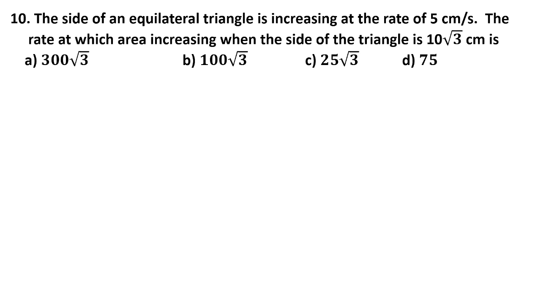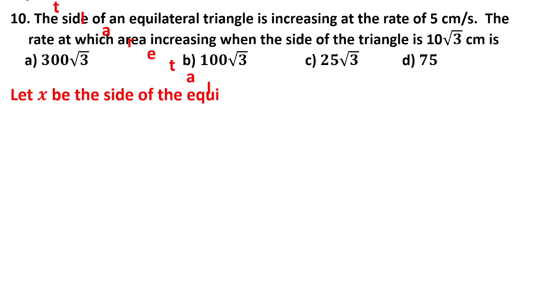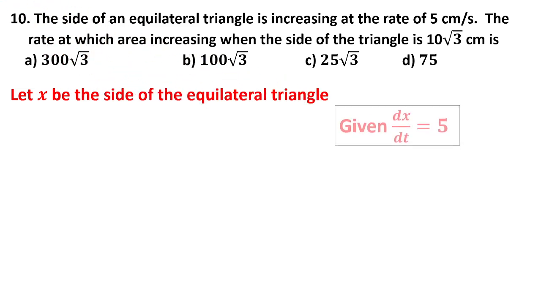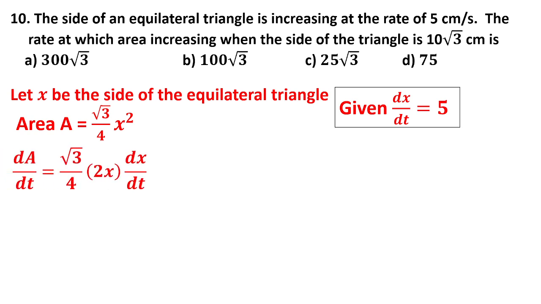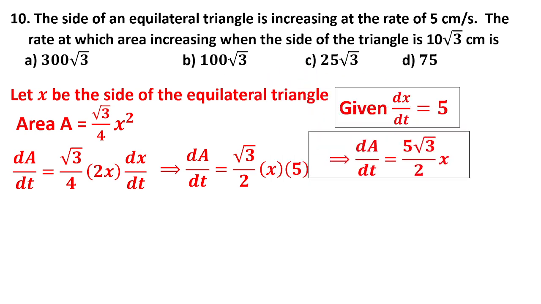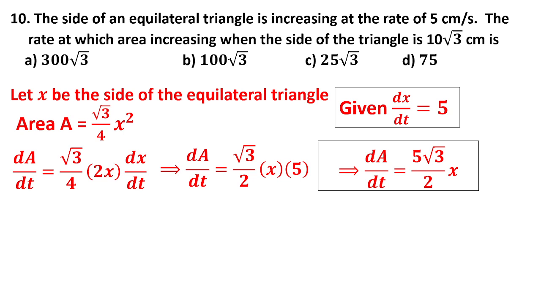The side of an equilateral triangle is given and it is increasing, and we need the rate at which the area is increasing. Now, simply use the formula for the area of an equilateral triangle. Let x be the side, and given in the question is dx by dt, it is plus 5 because it is increasing. Area is root 3 by 4 x square. Differentiate both sides with respect to t. Then substitute dx by dt. Then you are getting a formula for dA by dt, 5 root 3 upon 2 into x.